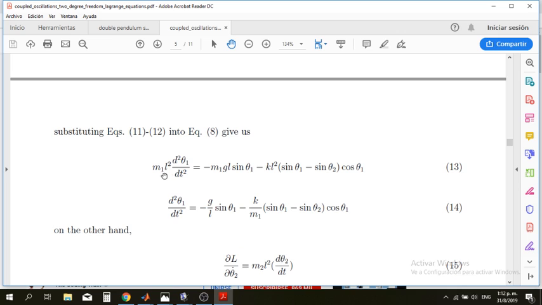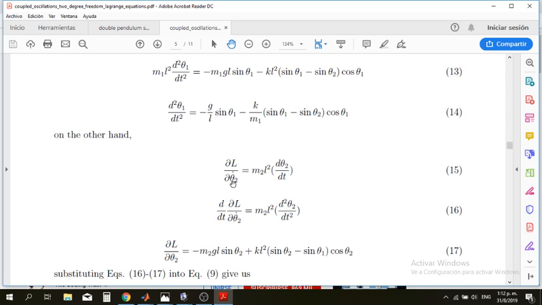Now, we can divide all these equations by m1 times L squared, and we get this beautiful equation. This is the governing equation for the first pendulum. Look, the second derivative of theta 1 with respect to time squared depends on the angle theta of the second pendulum.